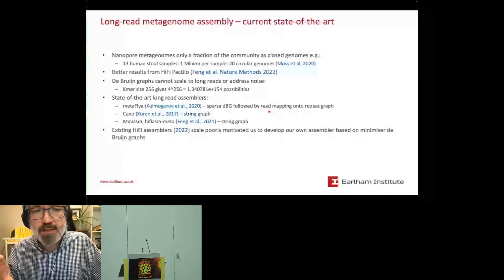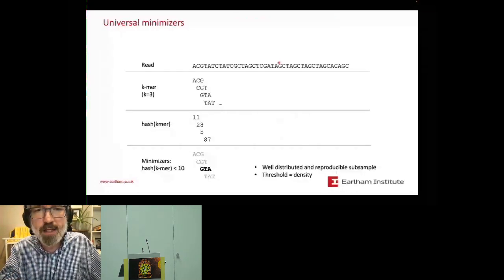Now, this motivated us to see whether we could produce a more scalable HiFi assembler based on something called a minimizer de Bruijn graph, which I'll explain in a second. So I mentioned minimizers earlier. For our assembler, we use a concept called a universal minimizer. So this is quite simple. If we consider our read, we decompose it into k-mers as before, but each k-mer is then randomly hashed to an integer. But that's a reproducible hashing. And then we set a threshold, and we keep all k-mers whose integers are below that threshold. So we're subsampling k-mers, but it's done in a reproducible fashion.